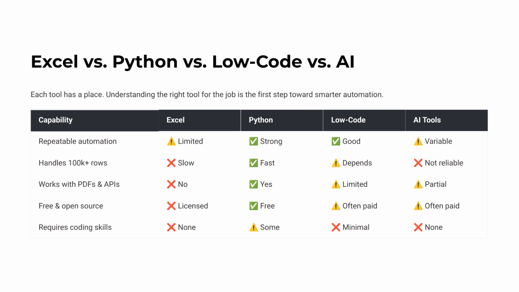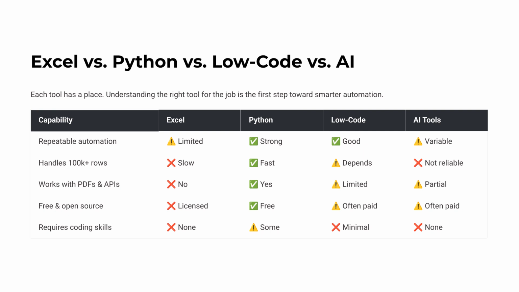Before we jump into code, it is important to understand where Python fits. Excel is excellent for quick analysis and small data sets, but when the process becomes repetitive, large, or multi-file, Excel starts to struggle. Low-code tools are useful when the organization has already invested in them. They are good for workflows and forms, but they may come with licensing limits and platform restrictions.